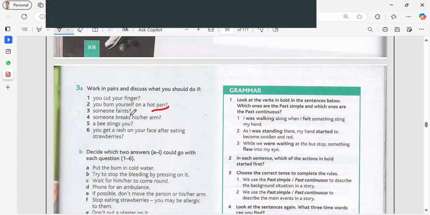Someone faints. What should you do if you burn yourself on a hot pan? Any ideas? Go to the shower. You can use ice, or use cold water. Pour cold water on your hands, for example. If someone faints, call the ambulance. For sure, you should first call the ambulance. But before the ambulance comes, maybe oxygen, or for some people who have diabetes.